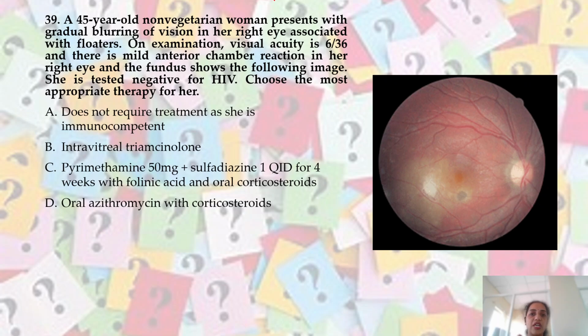On examination, visual acuity is 6/36 and there is mild anterior chamber reaction in the right eye. And the fundus shows the following image. She tested negative for HIV. If you closely observe this image here, there is a scar.